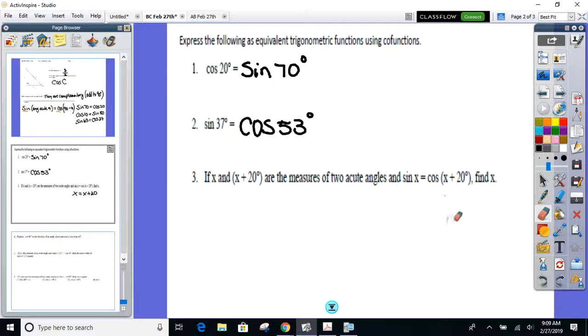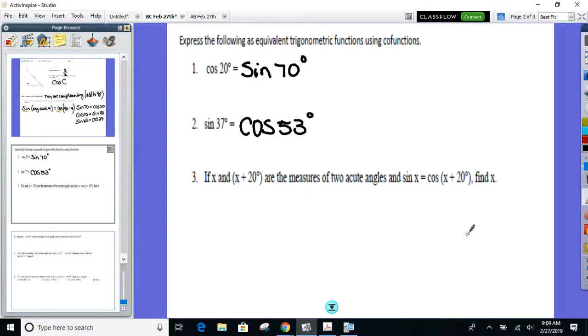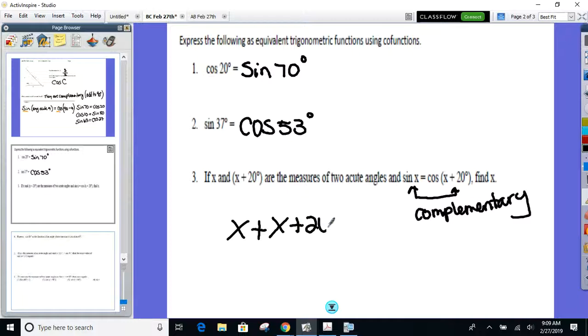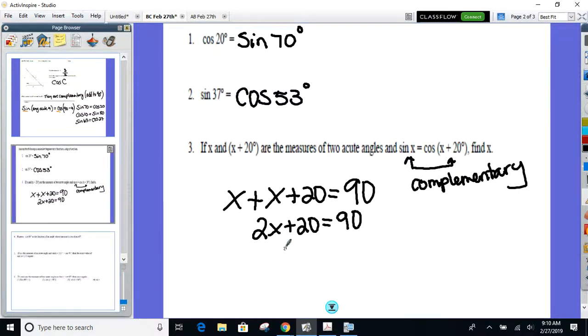If I set sine and cosine equal, what do I know about their angles? They have to be what? Not equal. They have to be complementary. Yes. If I set sine and cosine equal to each other, their angles have to be complementary for that to be true. So what equation should I write now? Not x equals x plus 20, but x plus x plus 20 has to equal 90. So 2x plus 20 equals 90. 2x equals 70. x ends up being 35.